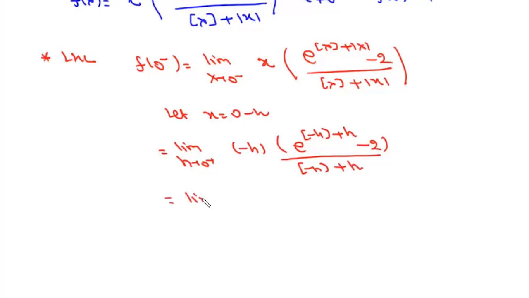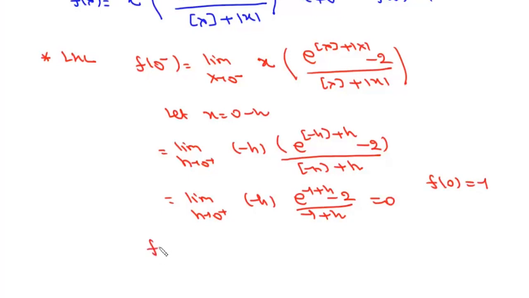So it will be this limit h tends to 0 positive of minus h into, now greatest integer function of minus h is minus 1, so it will be (e to the power minus 1 plus h, minus 2) upon (minus 1 plus h). Now we put this limit, it is equal to 0. So f(0-) is 0, and we are given that f(0) is equal to minus 1. That means this function f(x) is discontinuous at x equal to 0, and discontinuity implies non-differentiability. So this function is non-differentiable at x equal to 0.